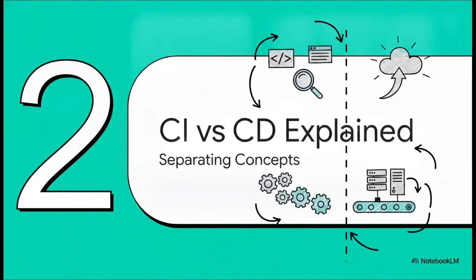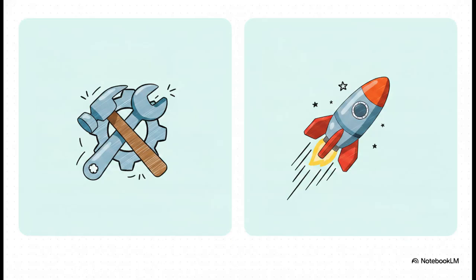Moving on to Section 2, CI versus CD explained. Let's separate the concepts. Now, a really crucial point here is understanding the difference between continuous integration and continuous deployment. Continuous integration, or CI, is all about code base health. It's this practice of frequently merging code, then running automated builds and tests so you can detect any defects early on. Continuous deployment, or CD, takes over right after. That's the automated release of that validated code out to your actual end users. Basically, CI keeps the code healthy, while CD accelerates those release cycles.